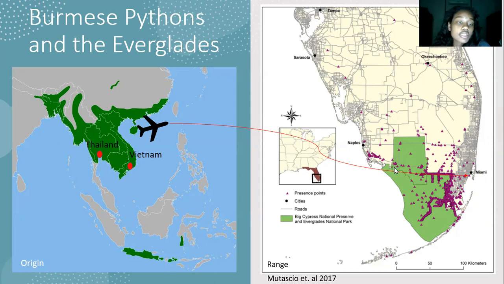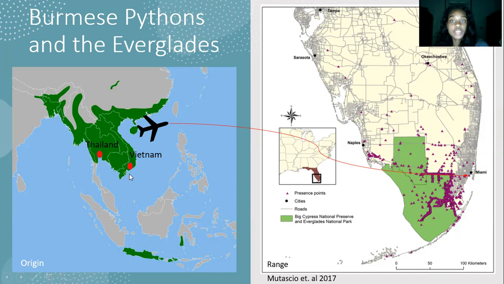Let's look at this figure on the left. This is showing us the origin of Burmese pythons. This is a map of Southeast Asia, and the green parts are highlighting places where Burmese pythons are native. Burmese pythons arrived in South Florida through the pet trade, imported initially from Bangkok, Thailand, the red dot under Thailand, and also Ho Chi Minh City, Vietnam, which is here.